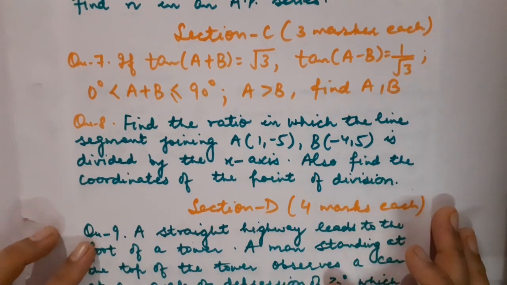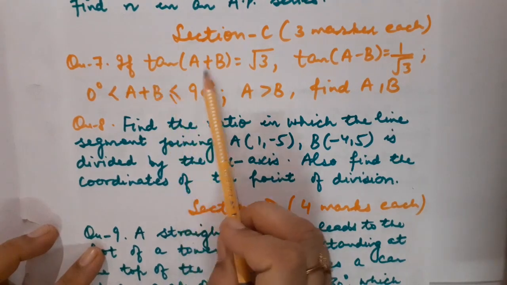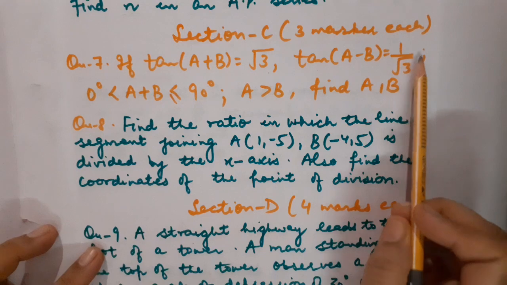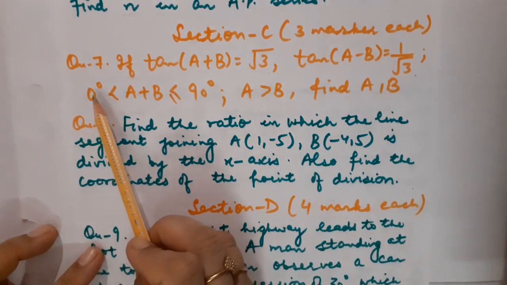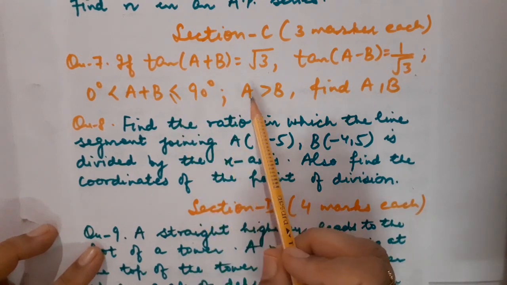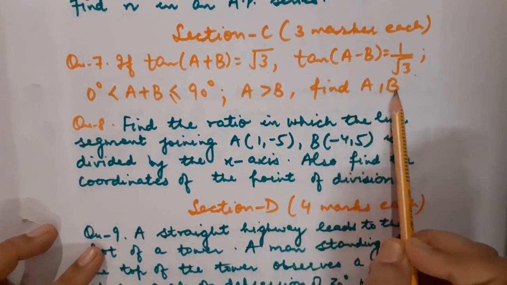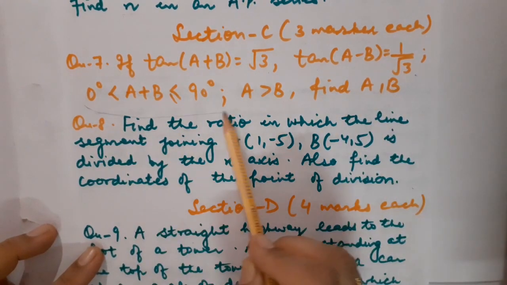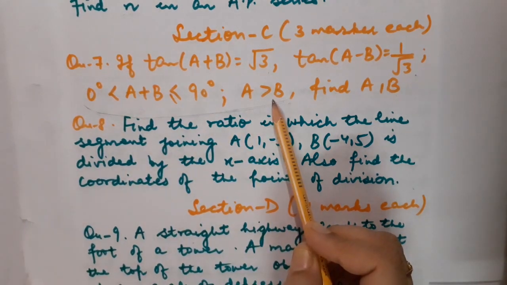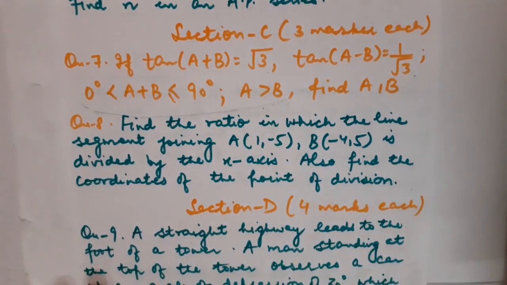Now let us switch to section C, 3 marker questions. Question number 7. If tangent A plus B is equal to root 3, tangent A minus B is equal to 1 upon root 3, where 0 degree is less than A plus B is less than or equal to 90 degree and angle A is greater than B, find A and B. Children, whatever expressions or inequalities are given to us, after calculating the value of A and B, we can just verify whether our answer is correct or wrong.